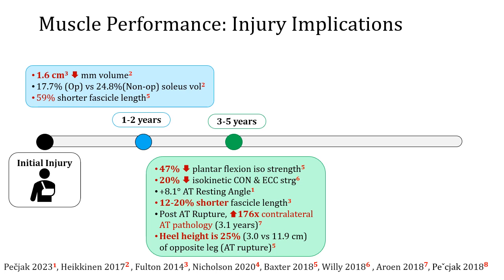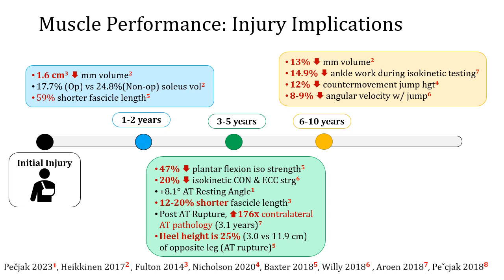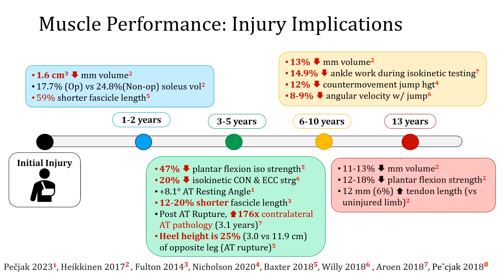Heel height is 25% less on the opposite side following your Achilles tendon rupture, again, regardless of operative or non-operative. And then it just persists. So even a decade afterwards, we can have continued decreased muscle volumes, meaningful differences in muscle strength, and decrease in our power and our velocity with our jump height, as well as our angular velocity of the ankle with jumps. And so it's really in our wheelhouse to be able to address these deficits.